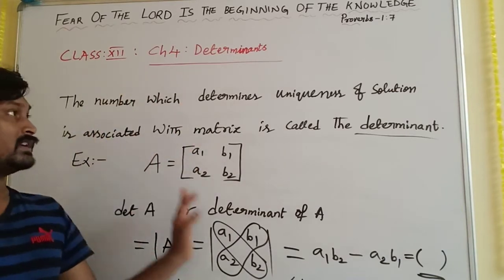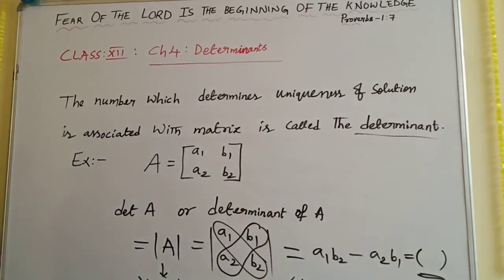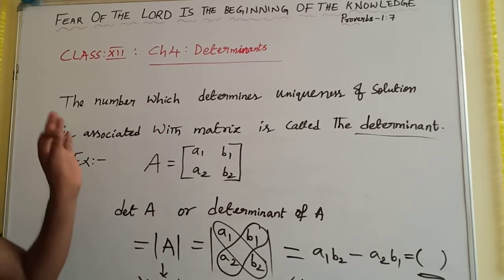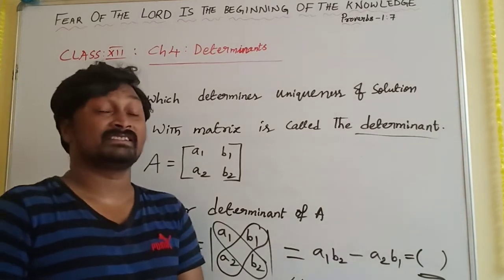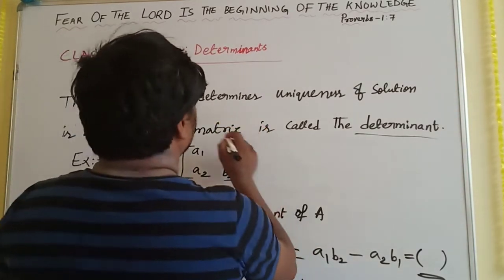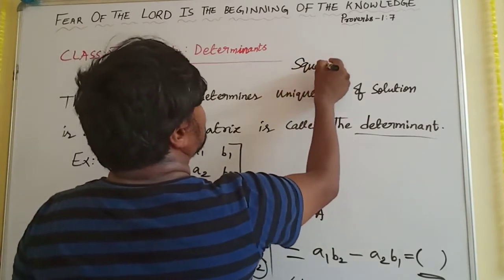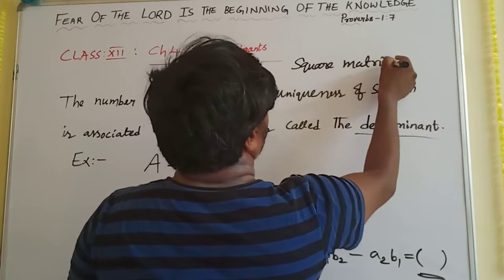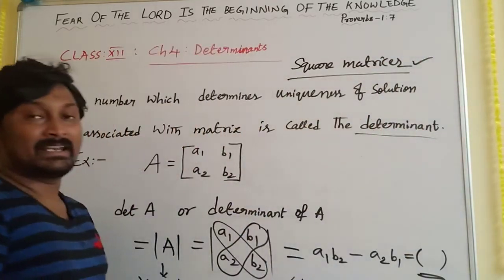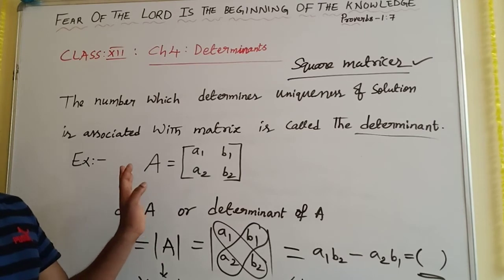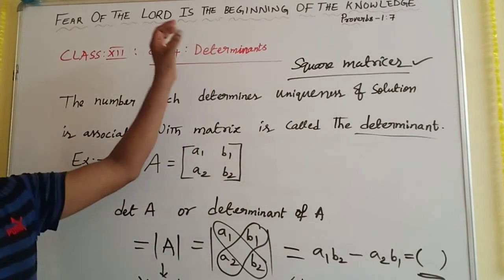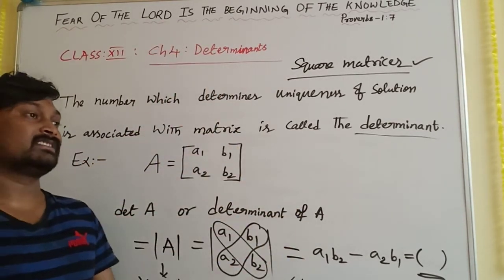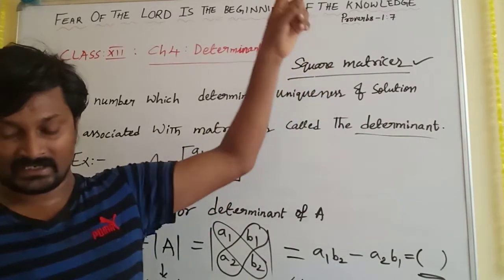Clear? So that is the introduction of determinant. And let me write some notes for you that you have to remember. There are 3 points. The first point is, only square matrices have a determinant. This is very, very, very important for you. So only for square matrices is a determinant possible. For rectangular matrices or any other matrices, it is not at all possible to get a determinant. So you should remember that if you are dealing with determinants, the matrix should always be a square matrix. That is your first point.